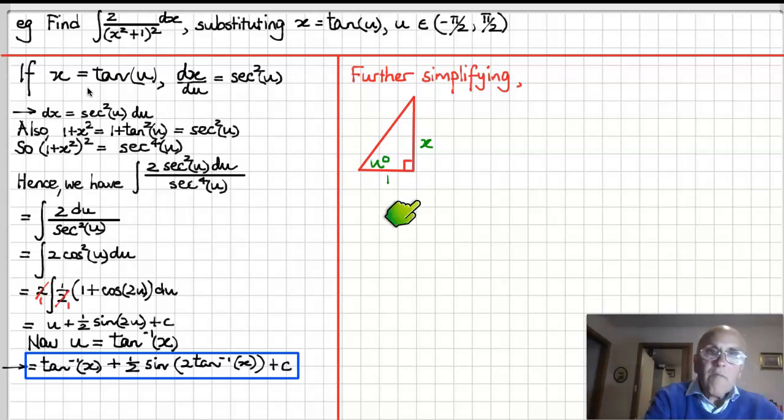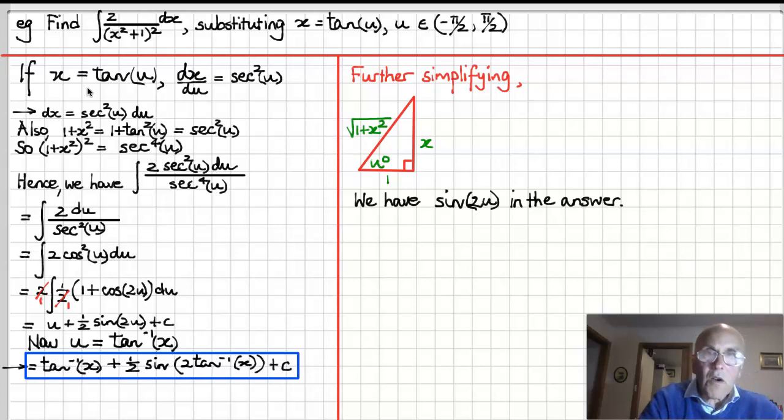So we can see here that, as I said, u is the angle whose tan is x. So let's draw that. There's x over 1, and u is the angle whose tan is x over 1. So we can find out the third side here, the Pythagorean side, the hypotenuse, which would be the square root of 1 plus x squared.